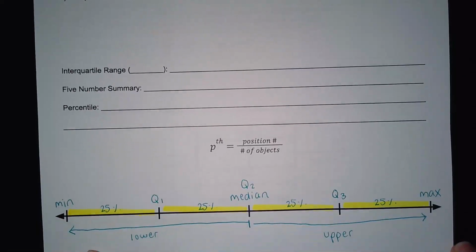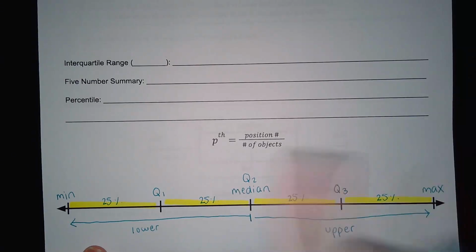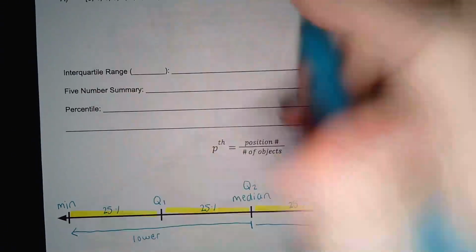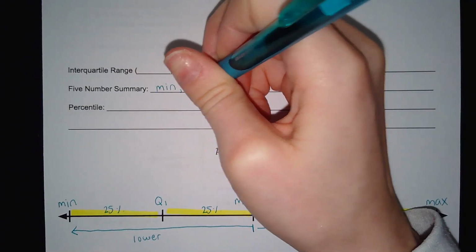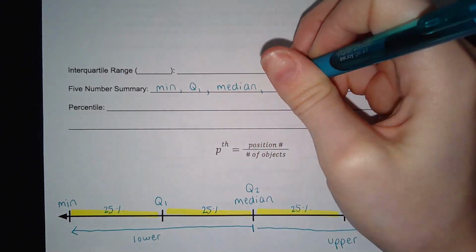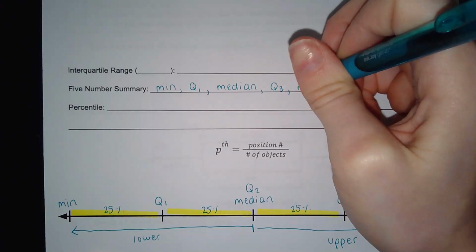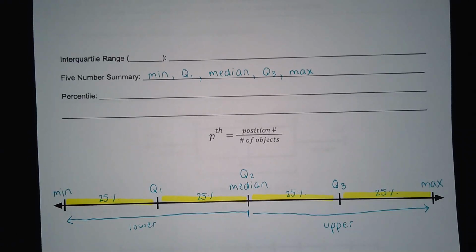Now, those 5 numbers, the minimum, Q1, the median, Q3, and the maximum, are what we're going to call our 5-number summary. So I'm going to go ahead and define this here. That will be the minimum, Q1, the median, Q3, and the maximum. So if you're ever asked to find the 5-number summary, those are the 5 numbers that we're looking for.